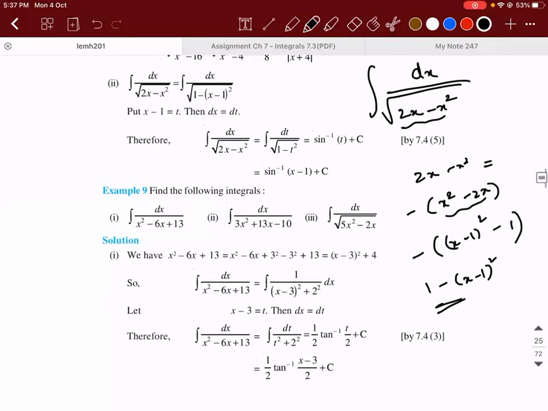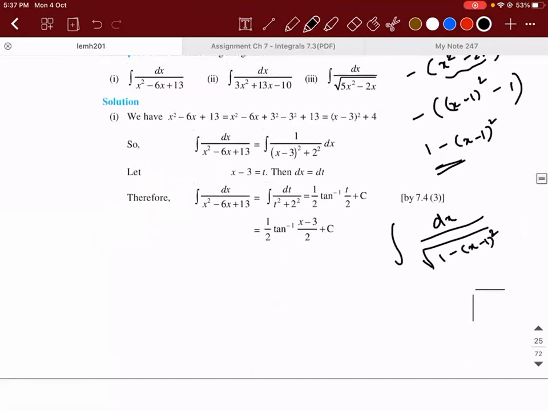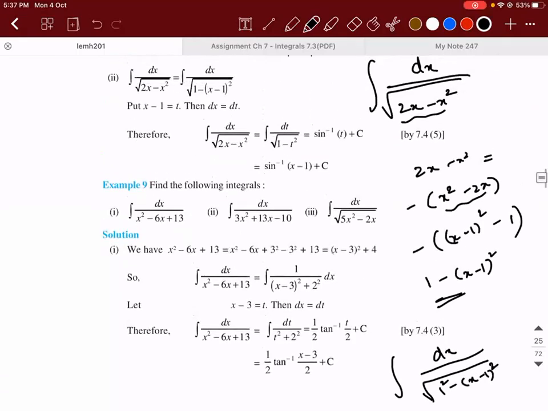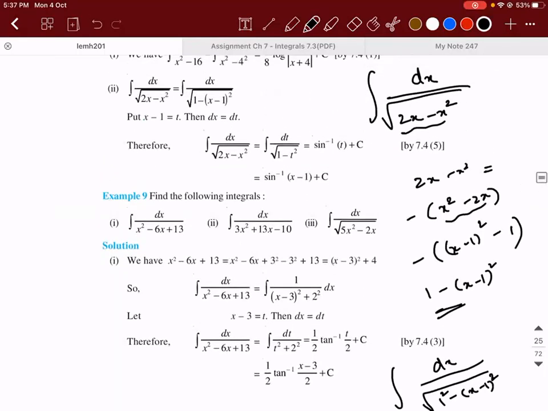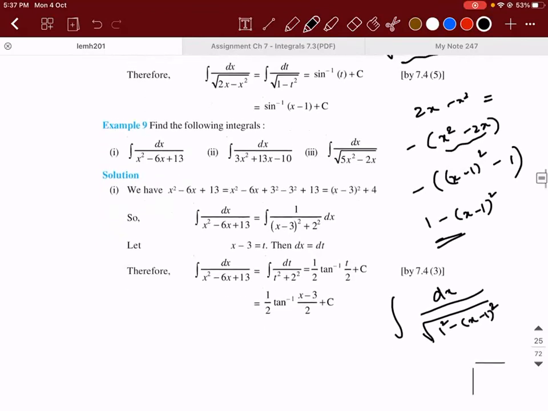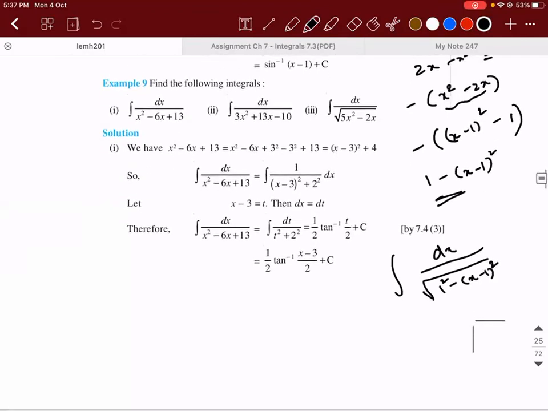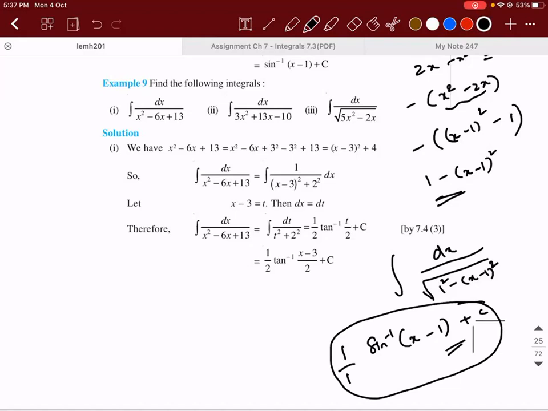Okay. So integral of dx divided by square root of 1 minus x minus 1 the whole square times dx. So this is looking like what? 1 by root of a square minus x square. So what is the formula for 1 by root of a square minus x square? It is sine inverse of x by a. So sine inverse of x minus 1 plus c. Okay, so answer is sine inverse of x minus 1 plus c.